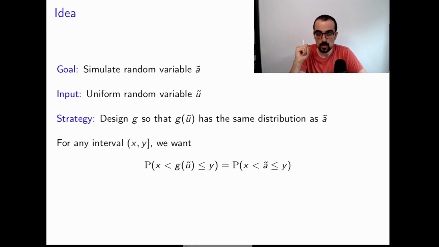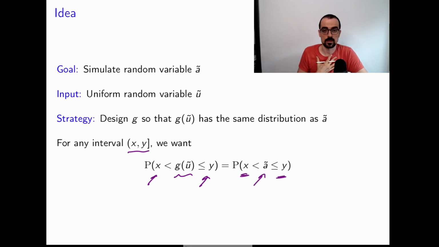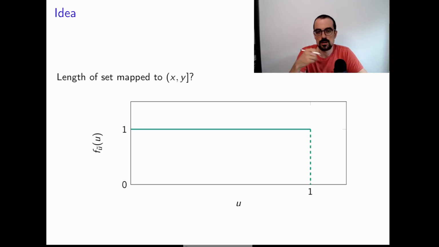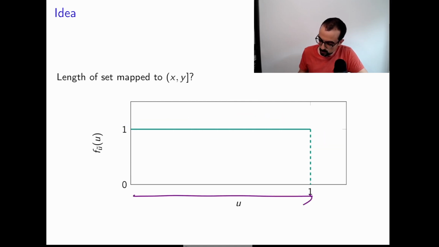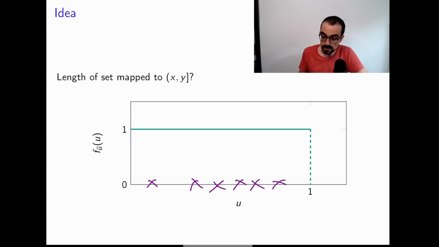So what do we want here? We want that if we take any arbitrary interval x, y, the probability that G of U is between x and y is the same as the probability that A is between x and y. That's what we want. So now we can go to our uniform distribution and think a little bit about what we're doing. Here, I'm just showing the density of probability for the uniform distribution between 0 and 1. When I obtain my uniform samples, I'm going to get points that are uniformly distributed here.